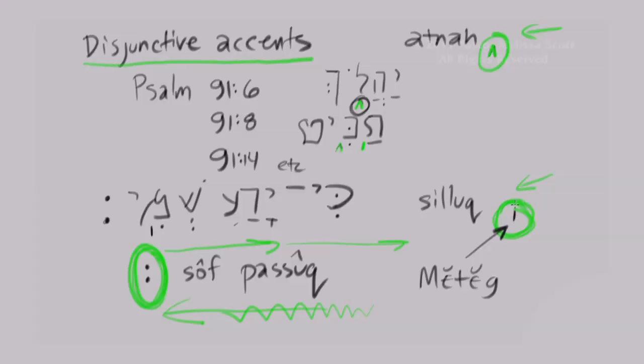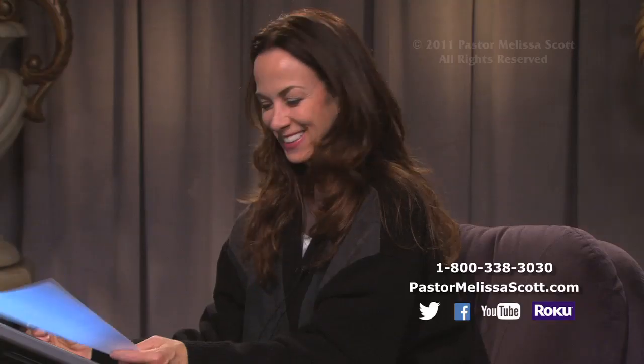Remember, I just said to you the Silluq appears at the end. It's right at the end of a sentence, right before the version of the period occurs, okay? If this appears anywhere else in the sentence, you know it's a Meteg. Don't you just want to go strangle somebody? All right.